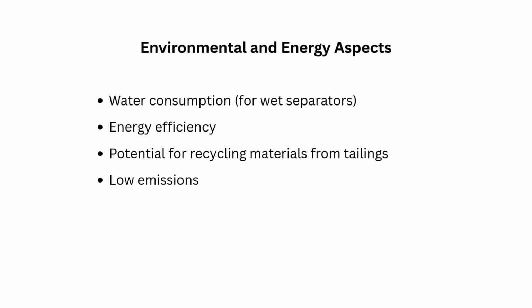One of the strengths of magnetic separation is its relatively low energy consumption. Low-intensity separators used for magnetite, for example, consume minimal electricity. High-intensity and high-gradient magnetic separators do use more energy due to stronger magnetic fields, but advances in rare earth magnets and control systems have improved their energy efficiency significantly in recent years.